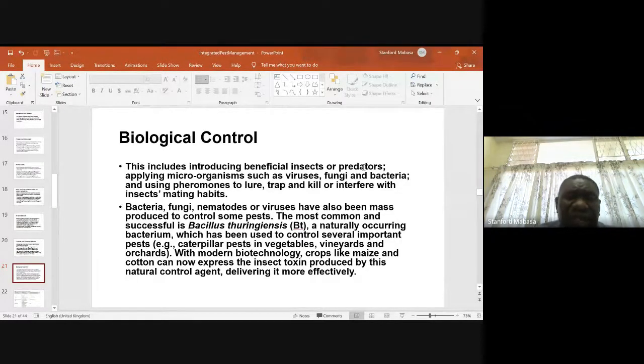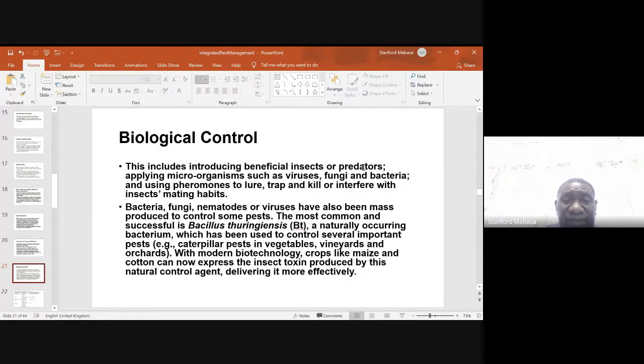We can also think about using biological control as an intervention to control the pests. This can include introducing beneficial insects or predators, applying microorganisms such as viruses, fungi, and bacteria, and also using pheromones to attract, trap, kill, or interfere with the insects' mating habits.